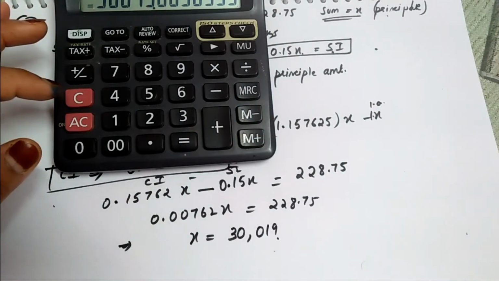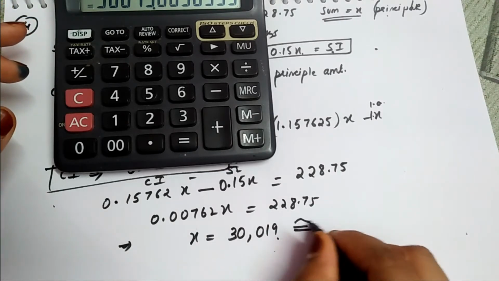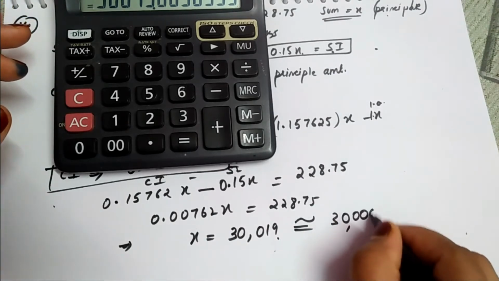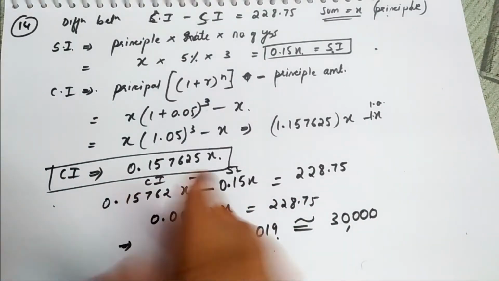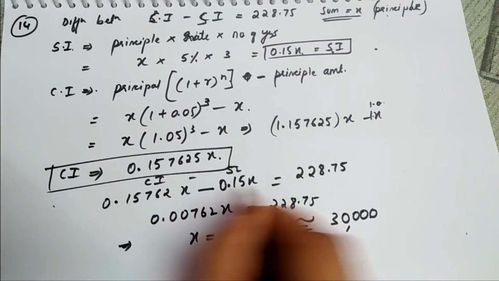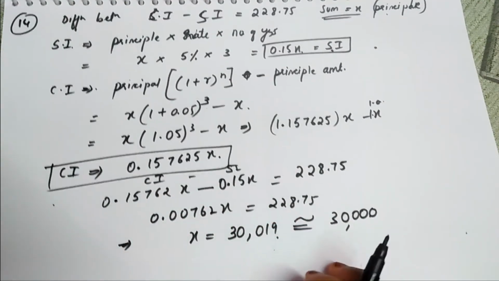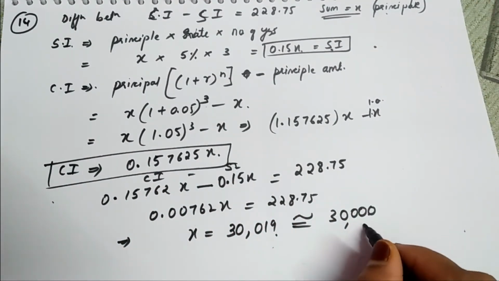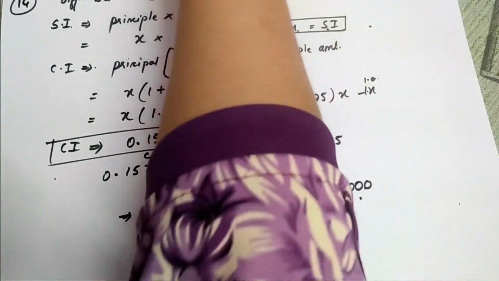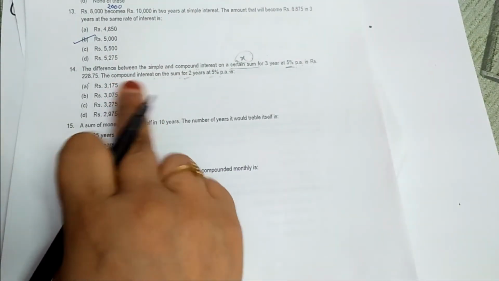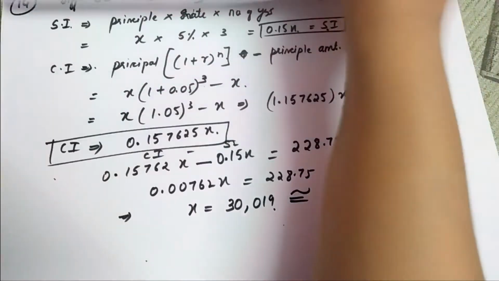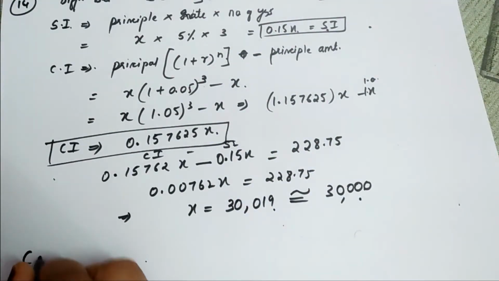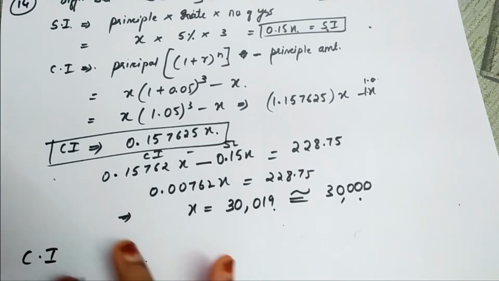30,019. Okay, approximately it is 30,000, right? Because I took all these decimal places, more than 3 places, I got the exact answer, but approximately it is 30,000, right? Now the next part of the question says the compound interest on the sum of 2 years at 5% per annum. It's saying that on this principal amount we are to calculate the compound interest now, okay, will be how much.